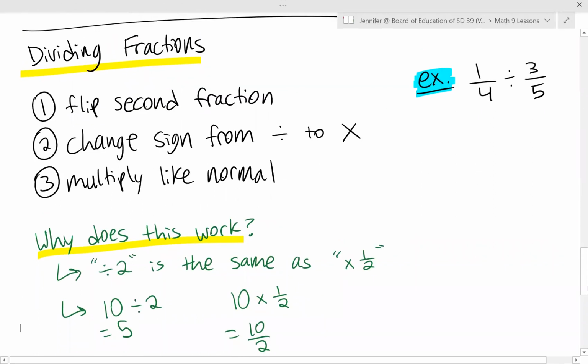So we can practice up here. We're going to leave the first fraction the same. We're going to flip the second fraction and change the sign to multiplication. Now we just solve this like normal, multiply the top, multiply the bottom, and that cannot be reduced anymore. So there's our final answer.